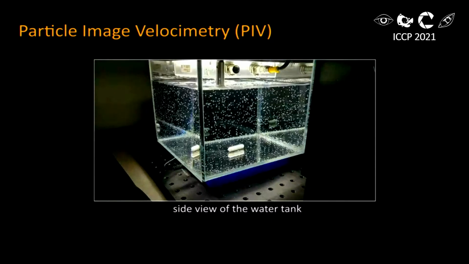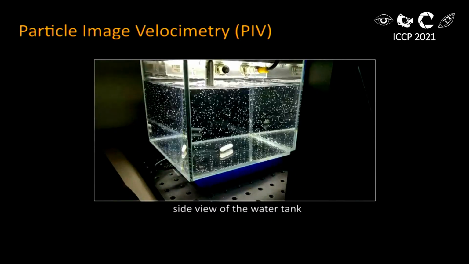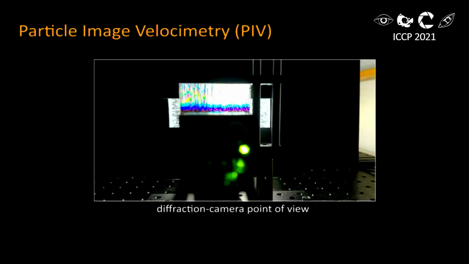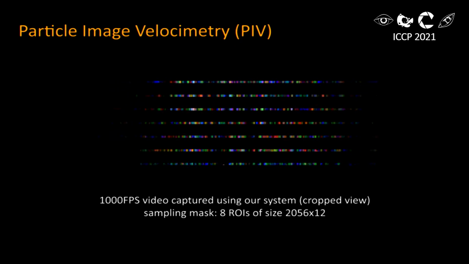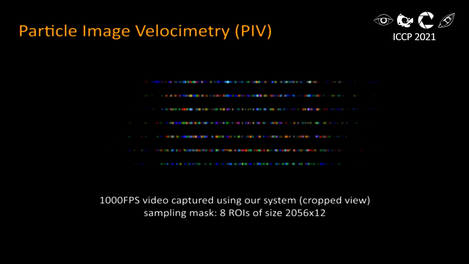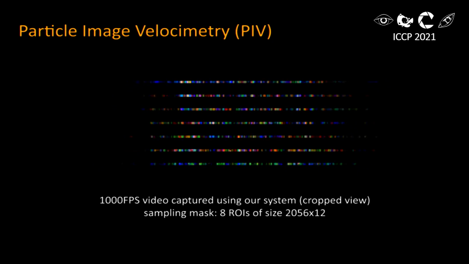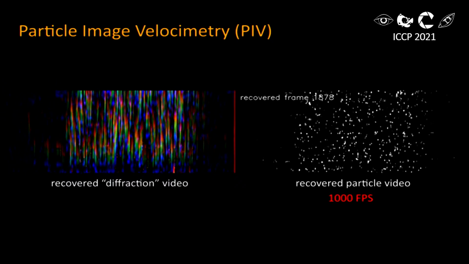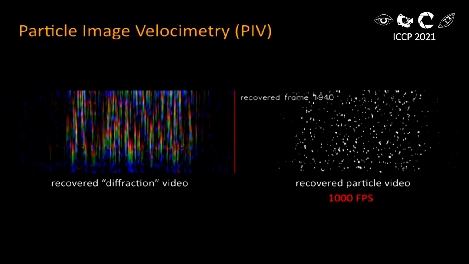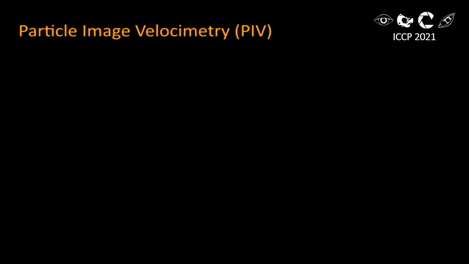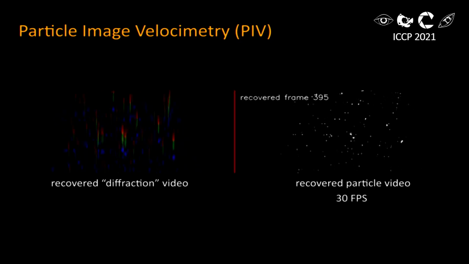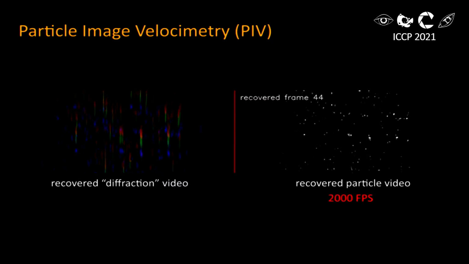In this experiment, we use our system for particle image velocimetry, whose goal is to reconstruct the water flow in the tank. Here's a video of the white tracer particles in the water tank captured with our system at 1000 FPS. And here's the recovered video of the 2D projection of the particles' 3D flow at 1000 FPS. Here's another video where the sensor subsampling is higher, which enables a higher frame rate of 2000 FPS. And here is the recovered video at 2000 FPS.